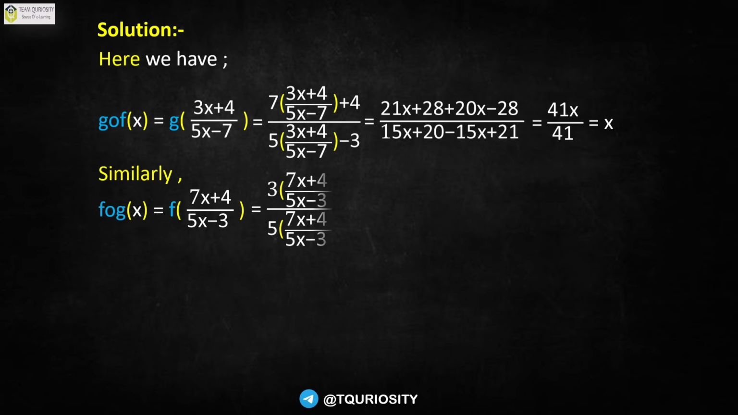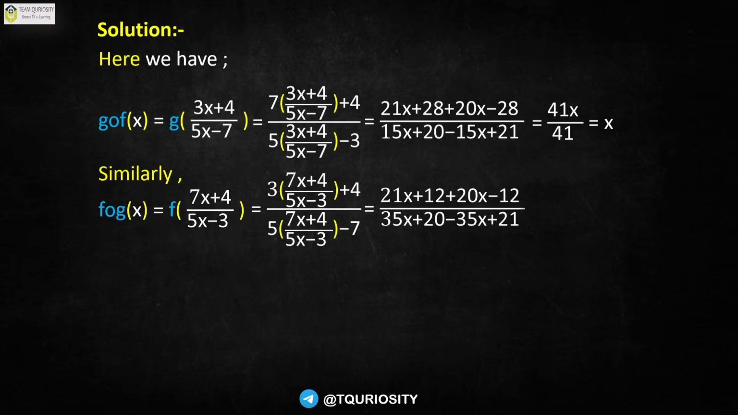Similarly, f o g of x is equal to f of (7x plus 4) by (5x minus 3), which is equal to 3 into (7x plus 4) by (5x minus 3) plus 4, whole divided by 5 into (7x plus 4) by (5x minus 3) minus 7. By solving this, we get (21x plus 12 plus 20x minus 12) divided by (35x plus 20 minus 35x plus 21), which is equal to 41x by 41, which gives the final result x.